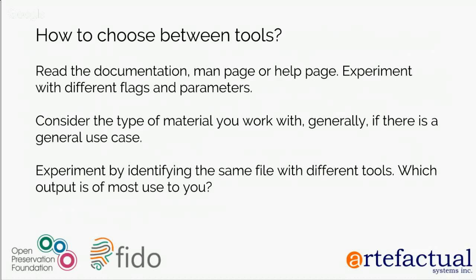Running experiments by identifying the same file with different tools and comparing their output and deciding which of those is most useful to you seems like an approach to take. And I think it's important to keep in mind that you're certainly not the first person to try to crack this nut. It's worth engaging with your professional community on listservs or blogs and ask for opinions. And if you search, for example, for identification on the OPF blogs, you'll find many great posts on this topic, and that would give you a huge head start in your thinking about how you're going to go about this.